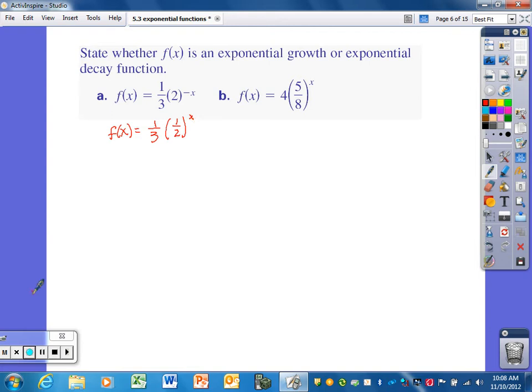Is that growth or decay? It would be decay, because b is 1/2, which is less than 1. How about b? Y equals 4 times 5/8 to the x. b is 5/8. Is that greater than or less than 1? Less than 1, so it is also decay.